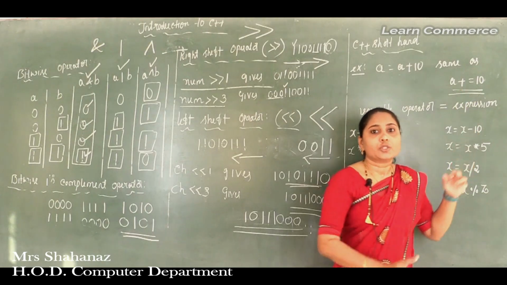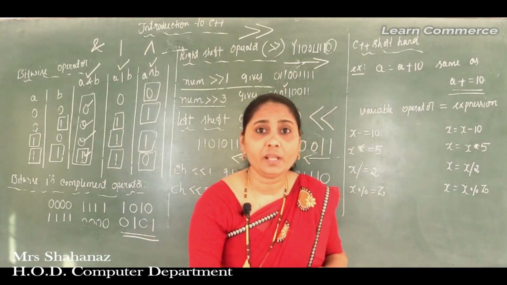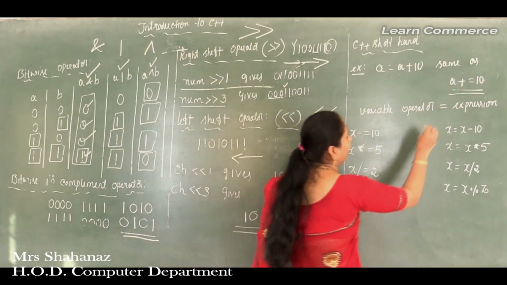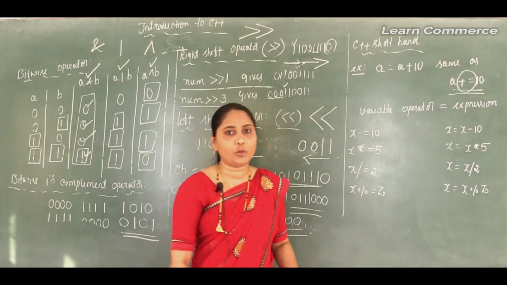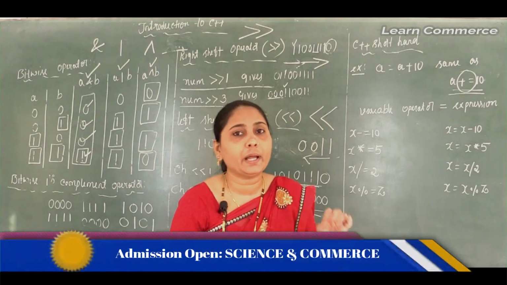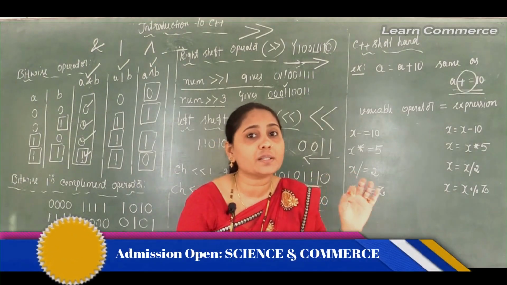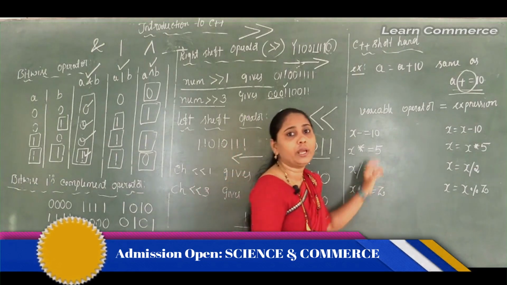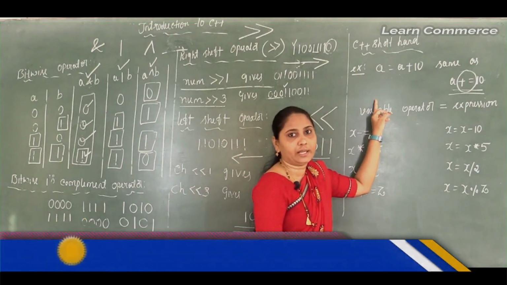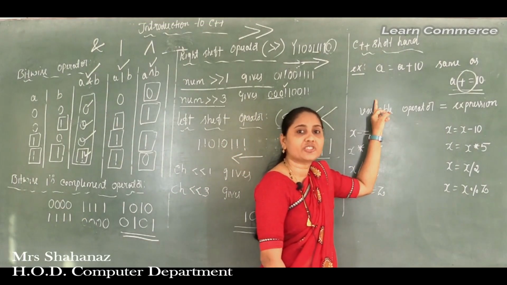So here we have a pair operator, the plus equal. The pair operator, the plus equal, tells the compiler to assign the value a + 10 only, correct? a = a + 10 only.